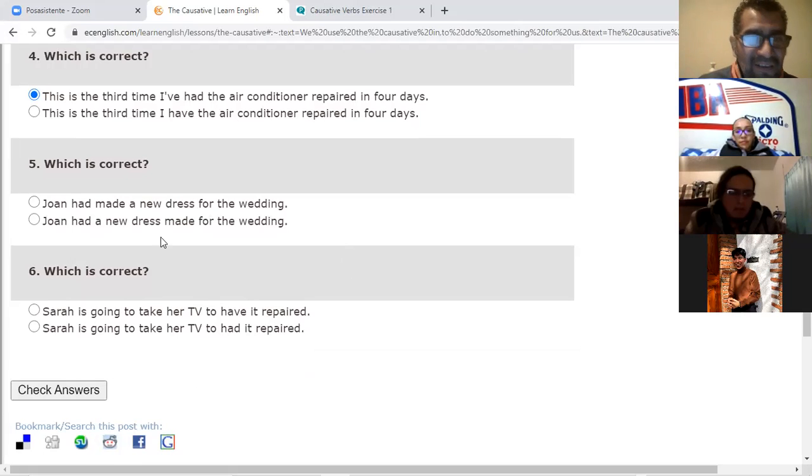Second one. Okay. Yes, because in the first sentence, the sentence implies that she made the dress. No que lo mandó a hacer, sino que ella lo hizo in the first sentence.